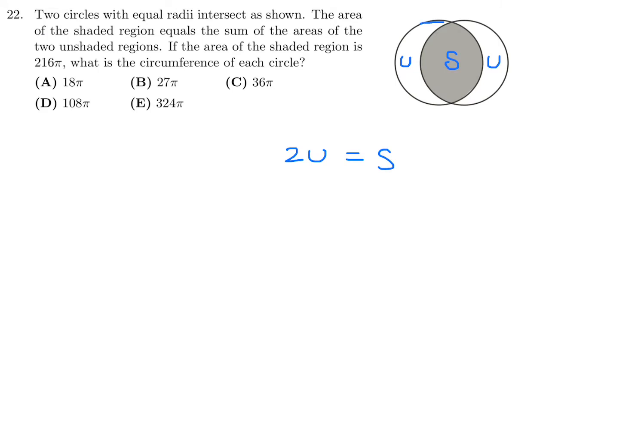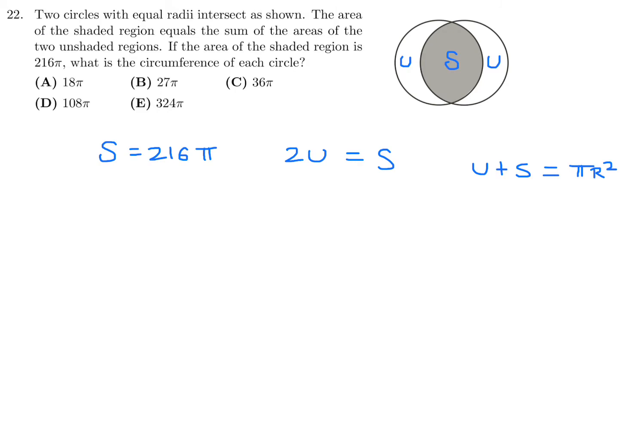But if you just look at one circle, like that one, for example, you'll notice that U plus S is the sum representing one circle. So that's pi r squared, area of one circle. And I think that is it, except for this part here, the area of the shaded region. So the area of the shaded region is 216 pi, so S is 216 pi. And I think that's enough to calculate the radius, and once we calculate the radius, we can figure out the circumference.